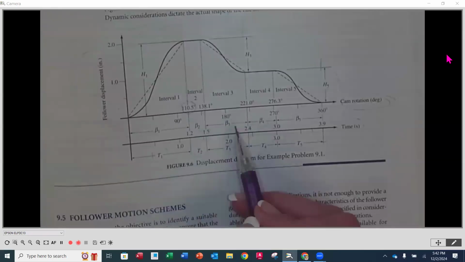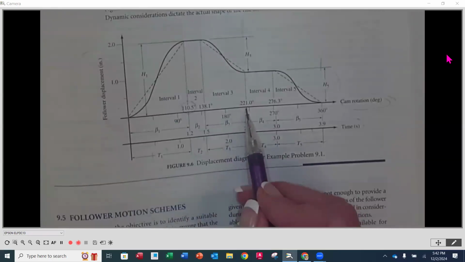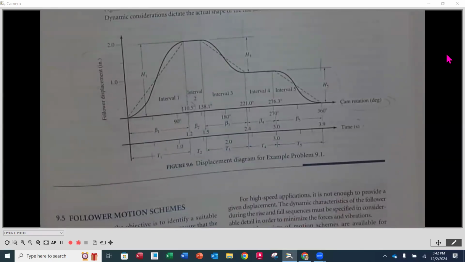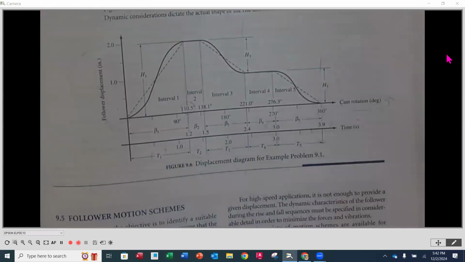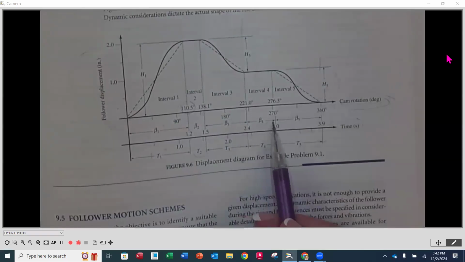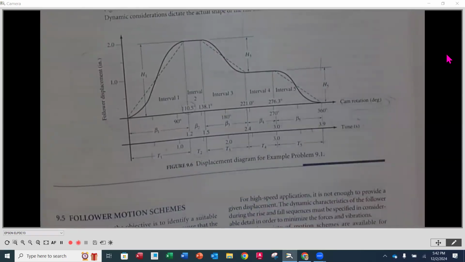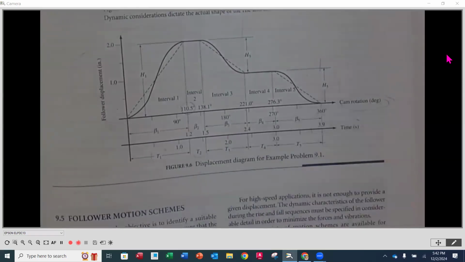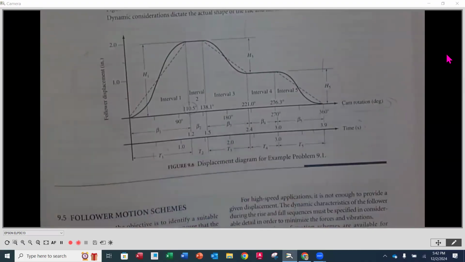And then the next one is beta 3, and that's going to be at 210. So that's going to be then the next value. So I think beta 3 was 82.9 degrees. So that's going to be the distance here. And then beta 4 was 55.3. And then beta 5 was 82.9 again. All right. Now, as we look here, a couple things.